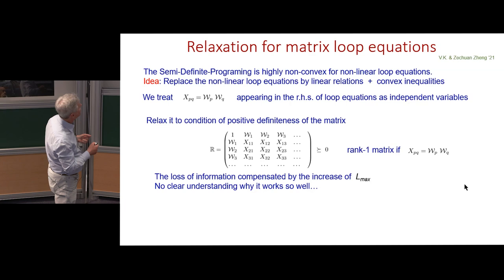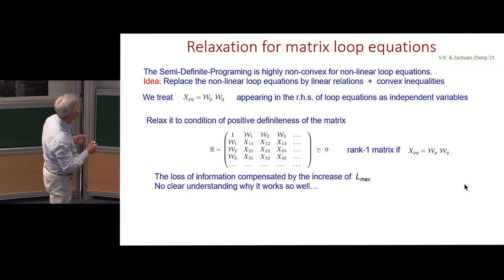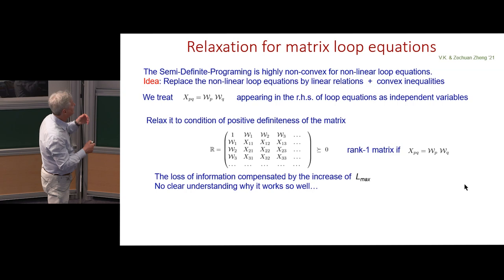We form the following matrix. In the lines and in the columns you have the whole set of our Wilson loops, our Wilson averages, those which are up to the length L max. And in the middle, we put a block of these new variables, X_PQ. And then we impose the positive definiteness of this relaxation matrix.